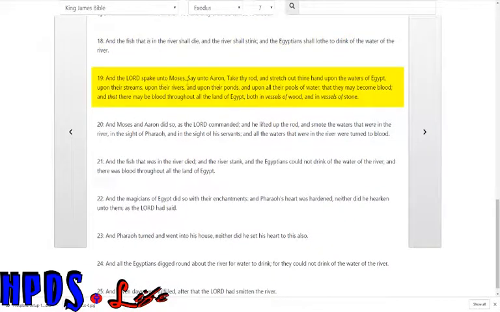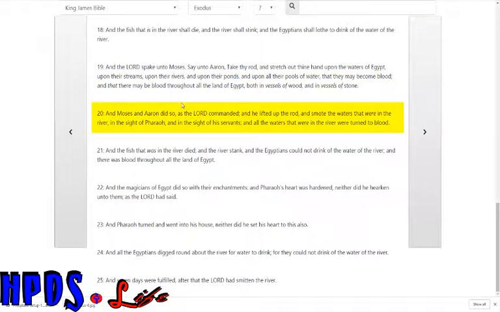And the Lord spake unto Moses, Say unto Aaron, Take thy rod, and stretch out thine hand upon the waters of Egypt, upon their streams, upon their rivers, and upon their ponds, and upon all their pools of water, that they may become blood, and that there may be blood throughout all the land of Egypt, both in vessels of wood and in vessels of stone. And Moses and Aaron did so, as the Lord commanded.